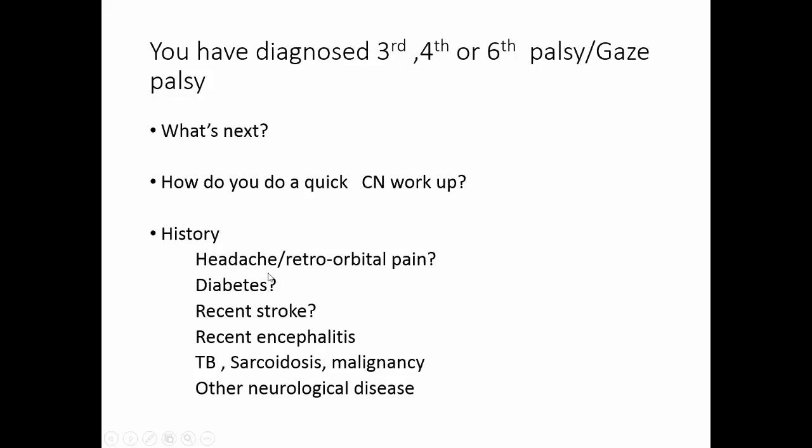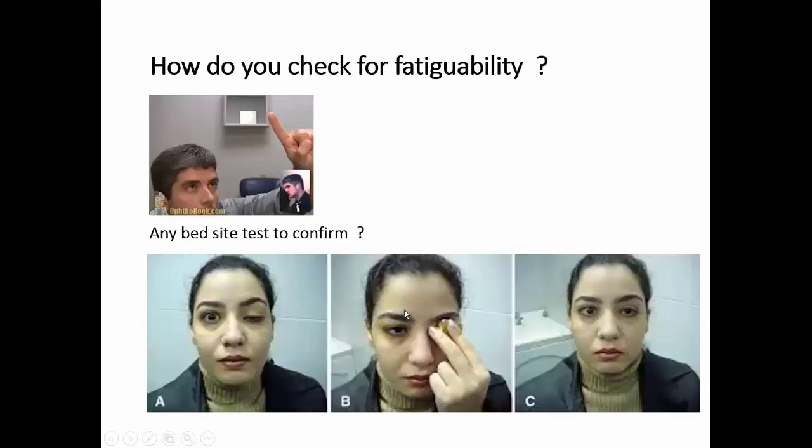And to get a pathological diagnosis, you have to ask a few questions in the history about headache, retroorbital pain, which comes in papilledema and also in orbital apex syndromes, presence of diabetes, recent history of stroke, encephalitis, and systemic diseases like TB, sarcoidosis, malignancy, which can affect the nerve tissue, and other neurological diseases. Now, what is this test?